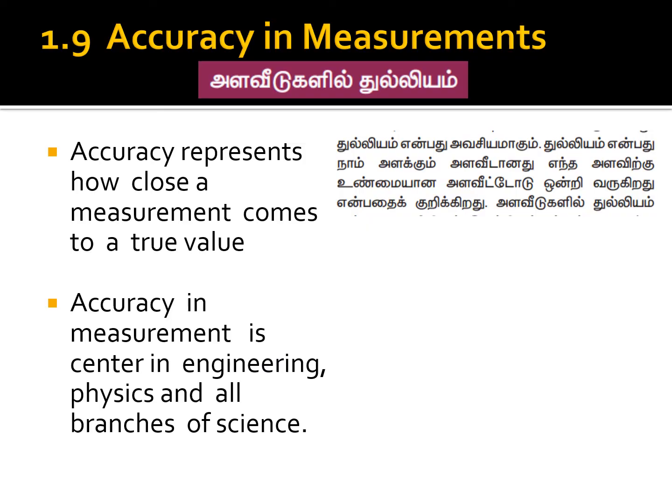Accuracy in measurements. When measuring physical quantities, accuracy is important. Accuracy represents how close a measurement comes to a true value. Accuracy in measurement is central in engineering, physics, and all branches of science. It is also important in our daily life. You might have seen in a jewelry shop how accurately they measure gold. What will happen if a little more salt is added to food while cooking? So it is important to be accurate when taking measurements.